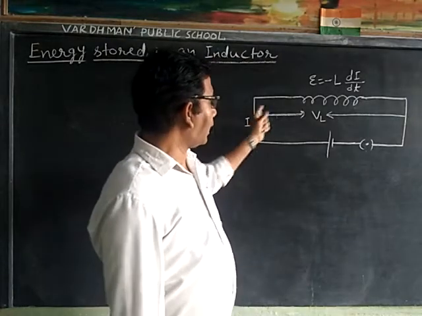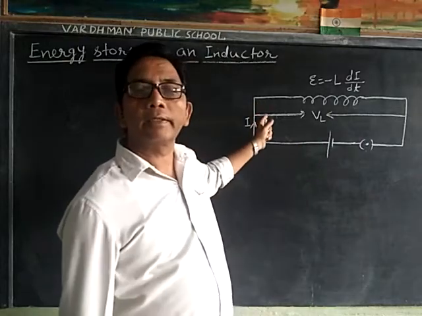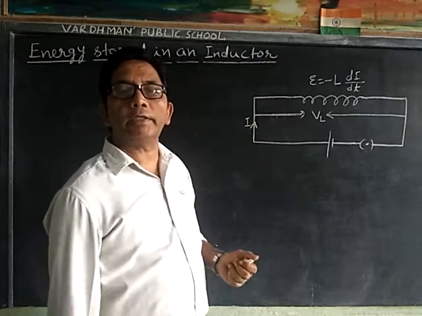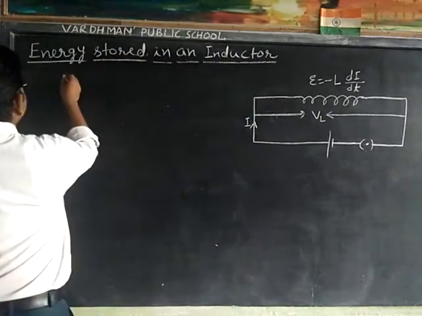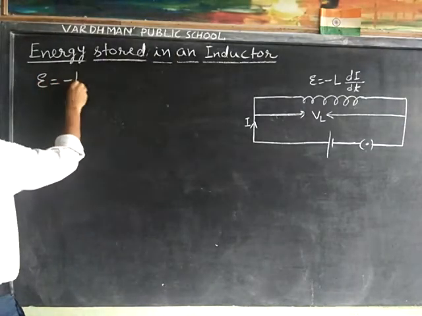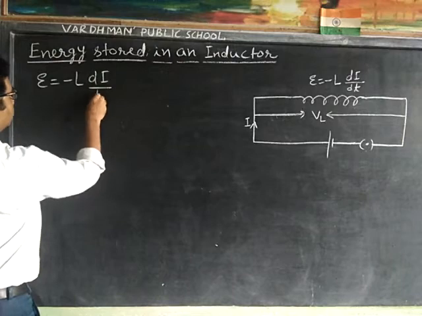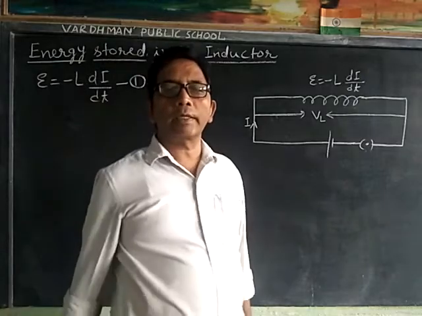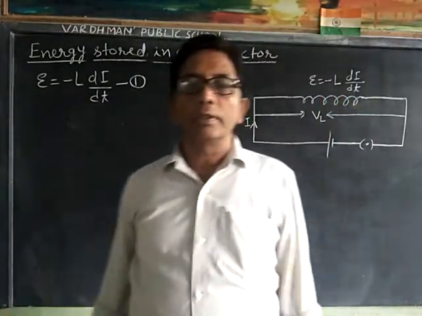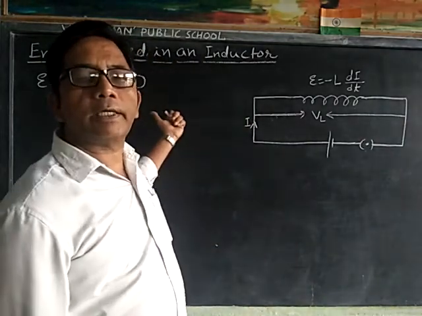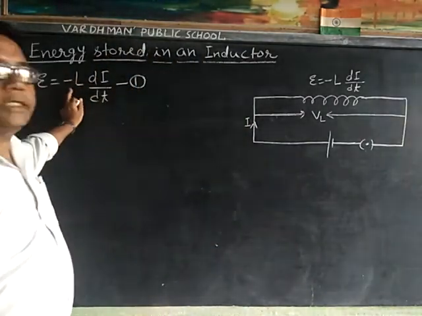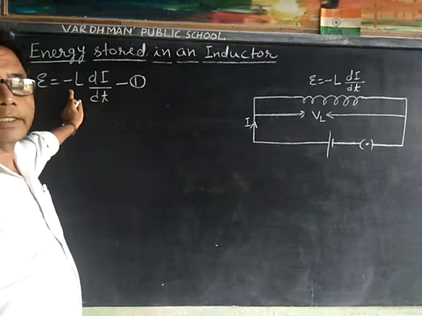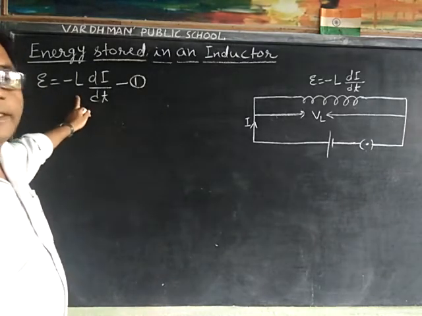When current I flows through the inductor, an EMF is induced in it, which is given by E is equal to minus L di upon dt. Here the negative sign shows that E opposes the current I in the circuit.